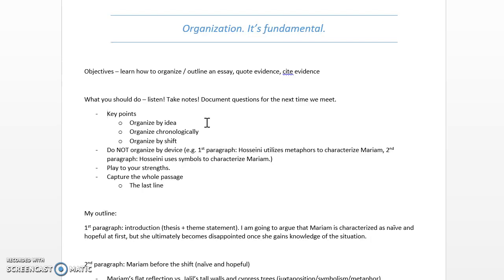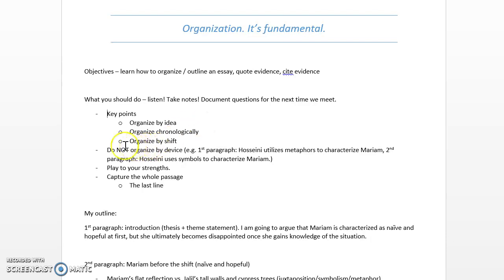And we want to organize by shift. We've talked about this both in our reading of prose and of poetry. It's just really handy to find the shift, and then you can very easily talk about what happens at the beginning and then what changed, because change is always compelling, as we know from life.